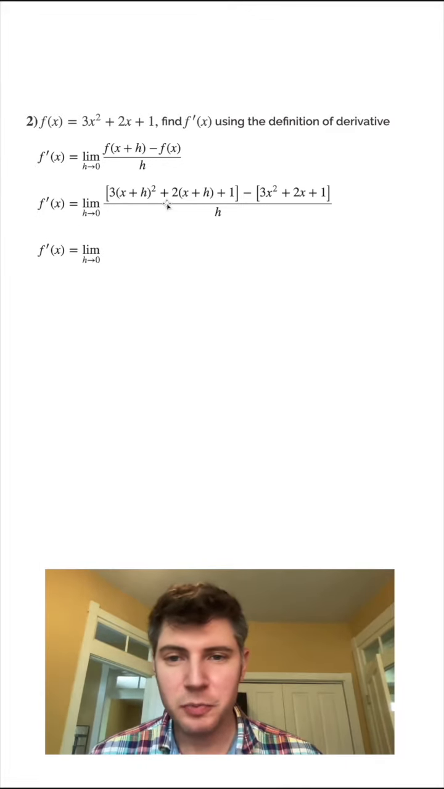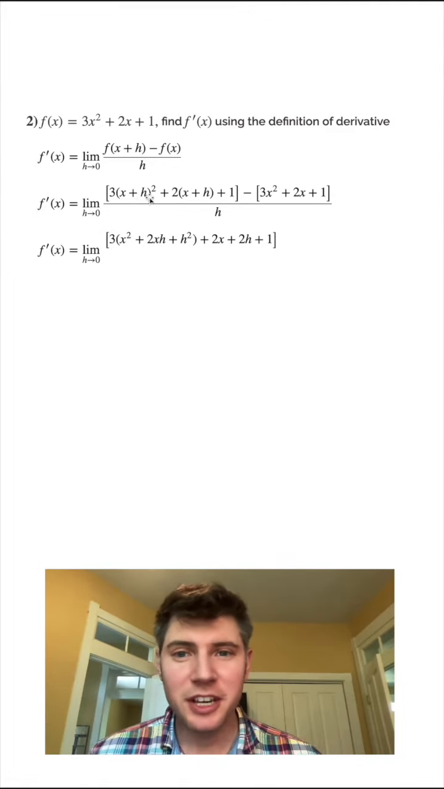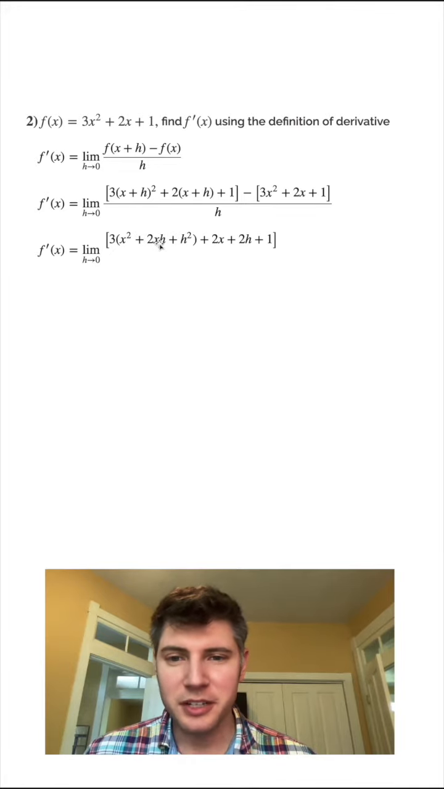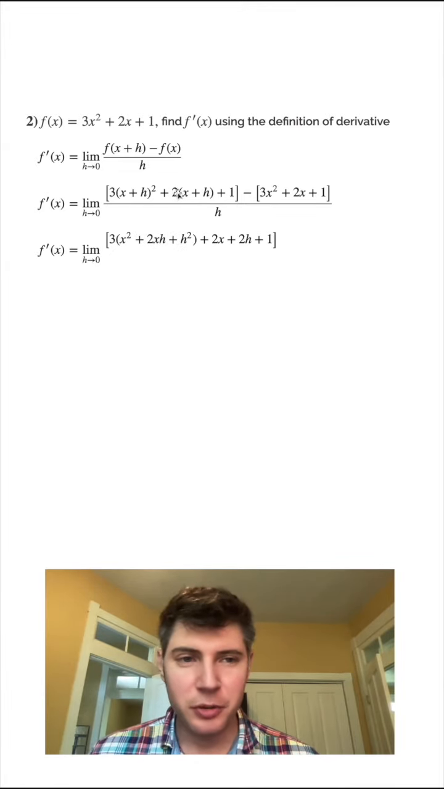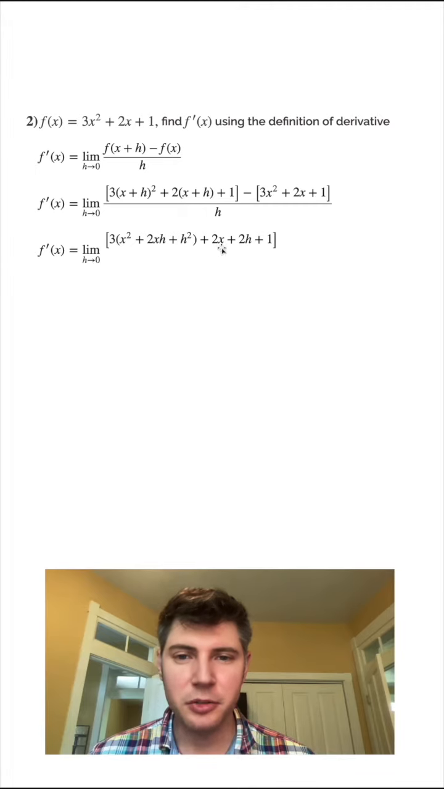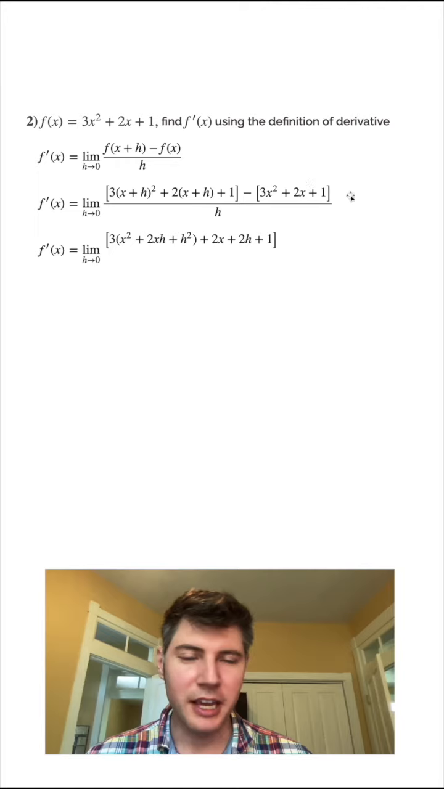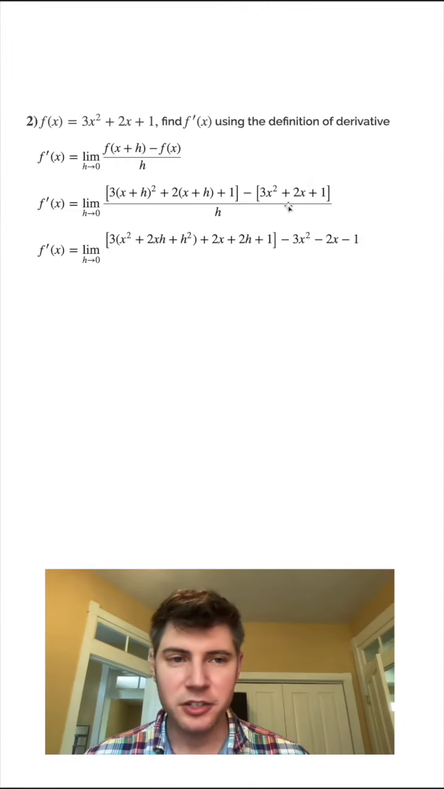Let's copy this stuff down again. So let's look at this first bracket and clean it up a little bit. So x plus h squared is equal to x squared plus 2xh plus h squared. And then we're going to distribute the 2 to both of these. That's where we get the 2x plus 2h. And then we just bring down the 1. And then for this bracket, let's distribute the negatives. So we have negative 3x squared minus 2x minus 1. And everything is still over h.